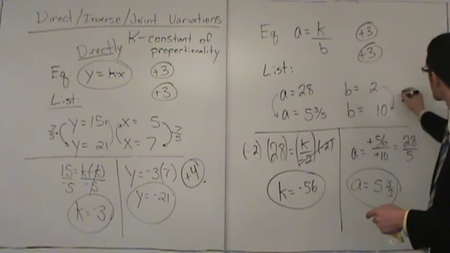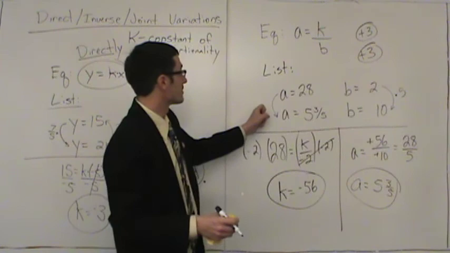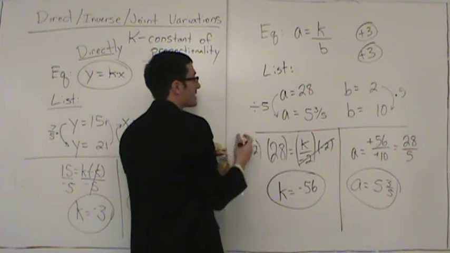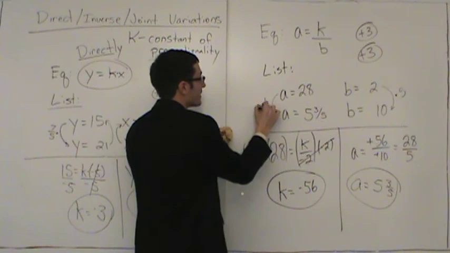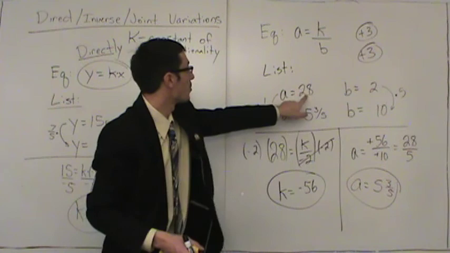Now, notice over here, to get from 2 to 10, what do we have to multiply by? We have to multiply by 5. Now, if you multiply by 5 over here, you're going to divide by 5 over here. And to divide by 5 is the same as to multiply by the reciprocal 1/5. So with inverse, if we multiply by 5 on one side, we multiply by the reciprocal 1/5 on the other. 2 times 5 is 10. Here, 28 times 1/5 is 5 3/5.